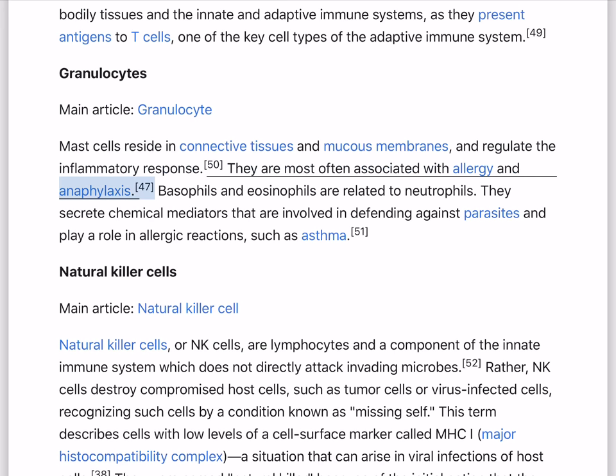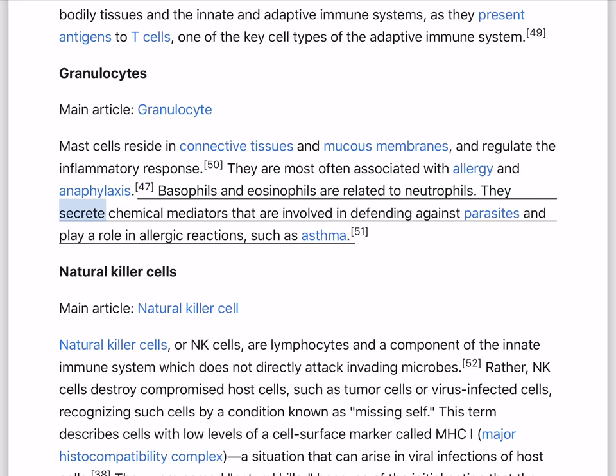Basophils and eosinophils are related to neutrophils. They secrete chemical mediators that are involved in defending against parasites and play a role in allergic reactions, such as asthma. Natural killer cells. Main article.